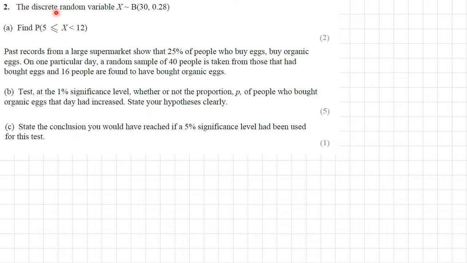Okay, question 2. The discrete random variable x is binomially distributed where n is 30, sample size is 30, and the probability of success p is 0.28. What we need to do in part A is to calculate this probability here. Now, on our calculators, we want the probabilities in the form less than or equal to. And then when it's in that form, we can use binomial CD on our calculators. If it's not in this form, we need to change it to this form.